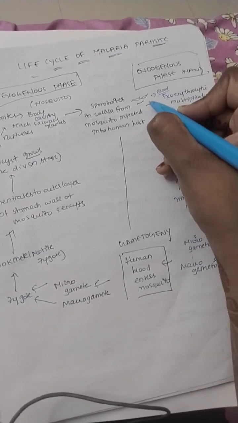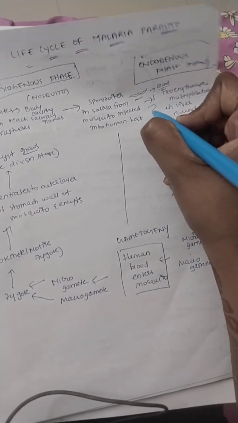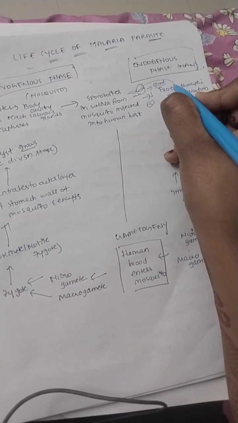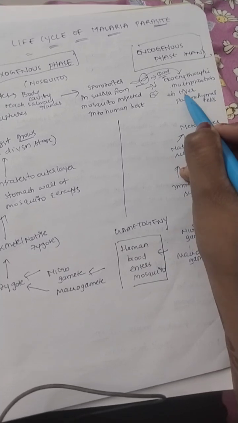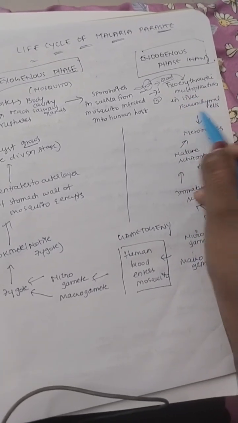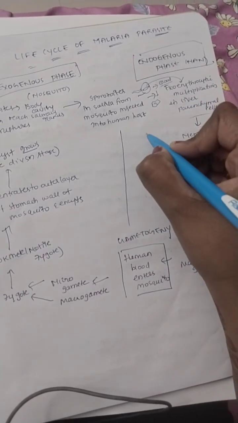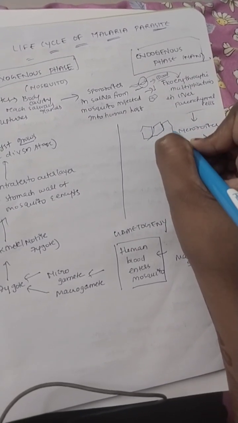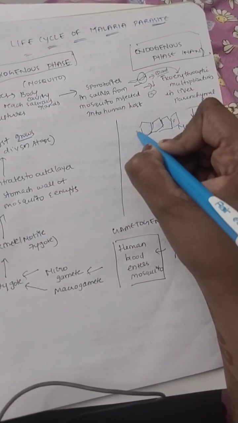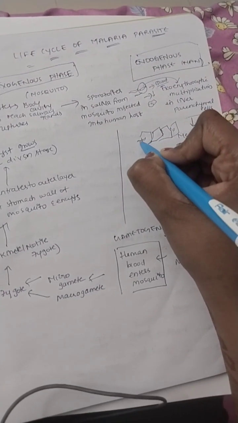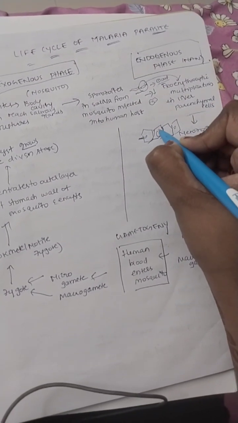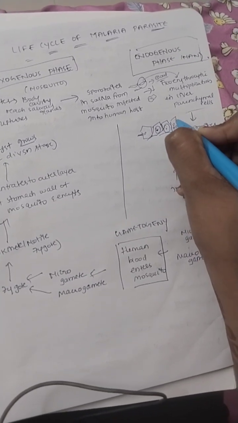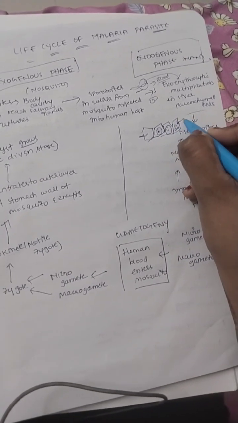In the bloodstream, they are engulfed by macrophages, but only some escape from that and enter the exoerythrocytic cycle in the liver. These are liver parenchymal cells, the hepatocytes. First the sporozoite infects here, and the next stage is the trophozoite. After the schizont, it divides to form the merozoites, and they will burst.